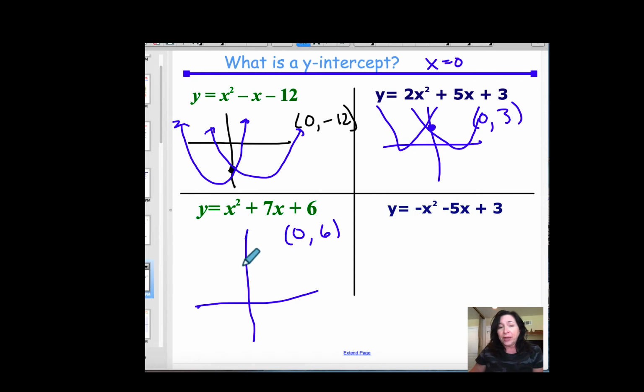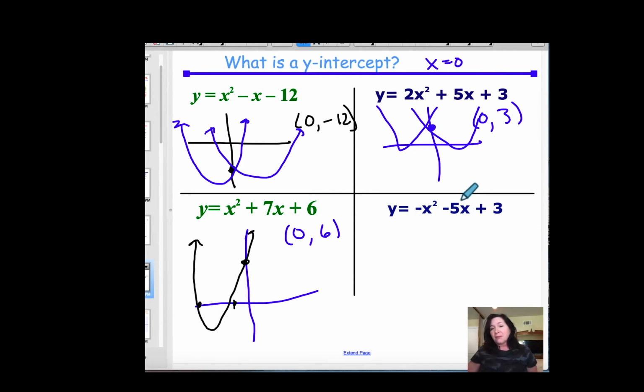For example, I know that 0, 6 is my y-intercept. But if I'm looking at this equation, I'm thinking, oh, this does factor. And I know that factors to be x plus 1 and x plus 6, right? Which means that at negative 1 and negative 6, my graph actually crosses the x-axis. So this would probably look more like this, and this would be more of an accurate graph for this parabola.